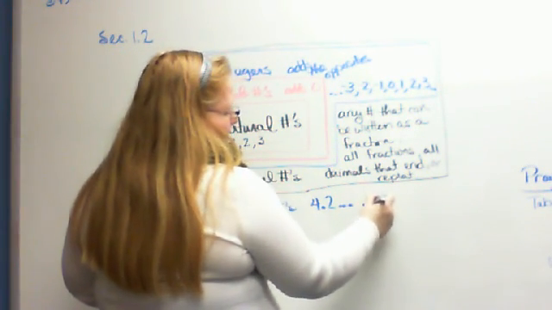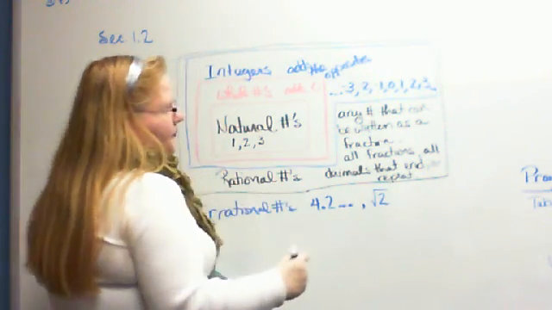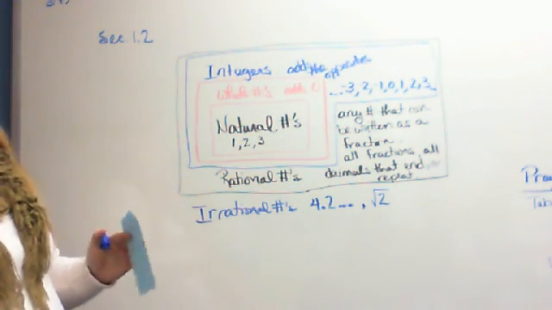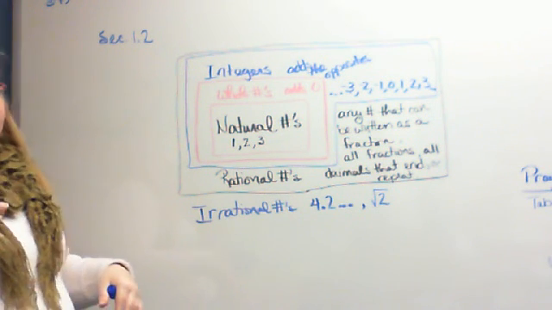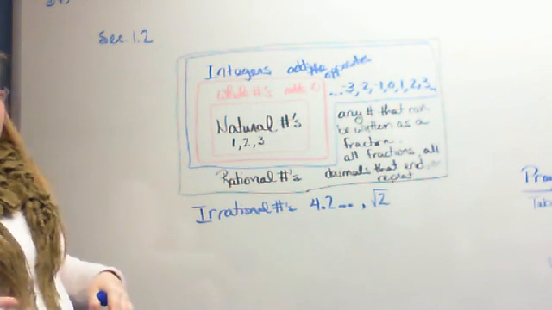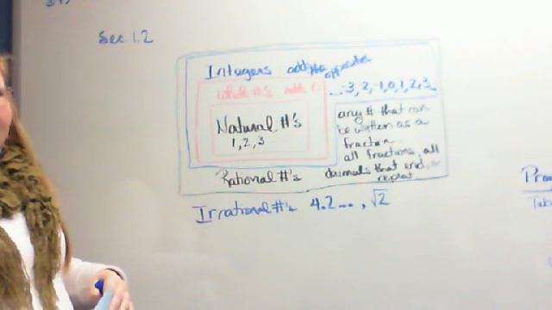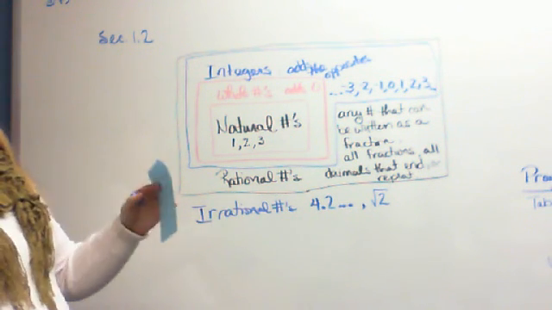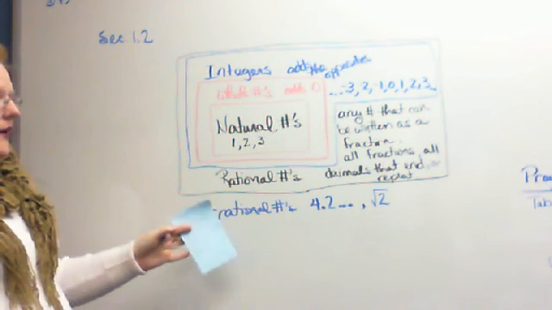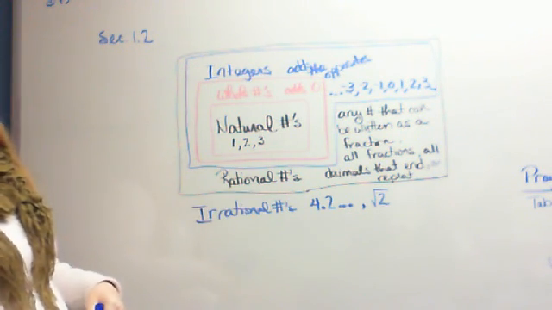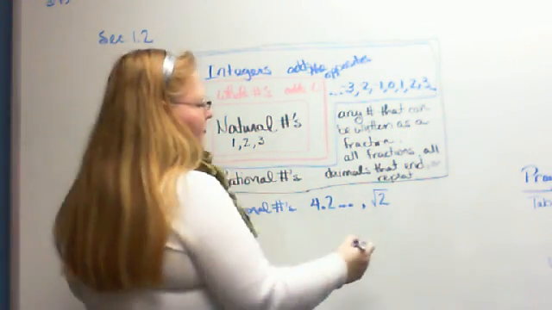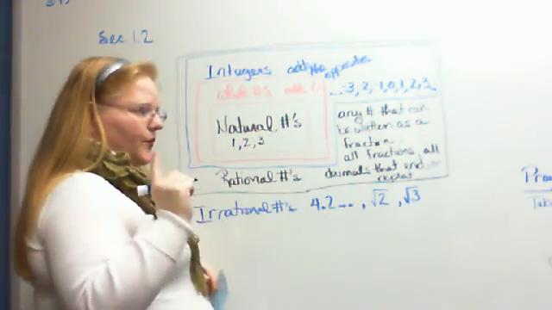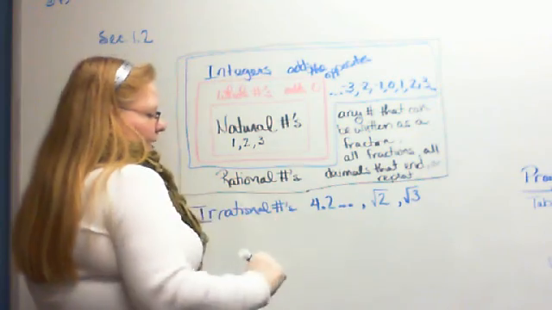Another example might be something like the square root of 2. If you were to put the square root of 2 into a calculator, it's going to give you 1.4 and then some other numbers behind it. Now your calculator will round it off, but because there are so many numbers behind it, it keeps on going forever and ever and ever. Another one is the square root of 3.